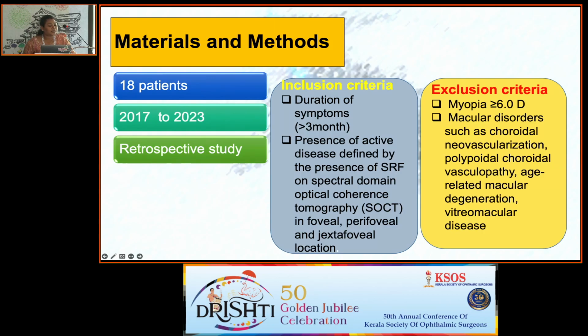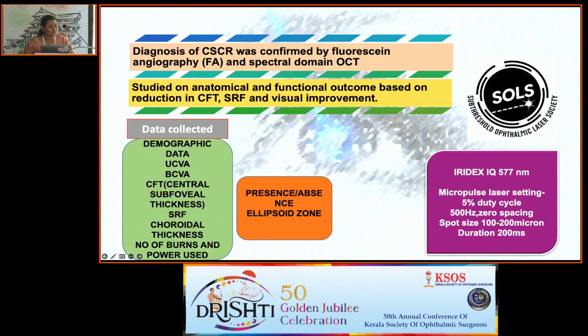Our inclusion criteria is duration of symptoms and the presence of SRF in SD-OCT in foveal, perifoveal, and juxtafoveal location, and the exclusion criteria is myopia more than 6 diopter and macular disorders. The diagnosis of CSCR was confirmed by fluorescein angiography and spectral domain OCT. We studied the anatomical and functional outcome based on the reduction of central subfoveal thickness, SRF, and visual improvement. These are the data collected pre and post operatively.